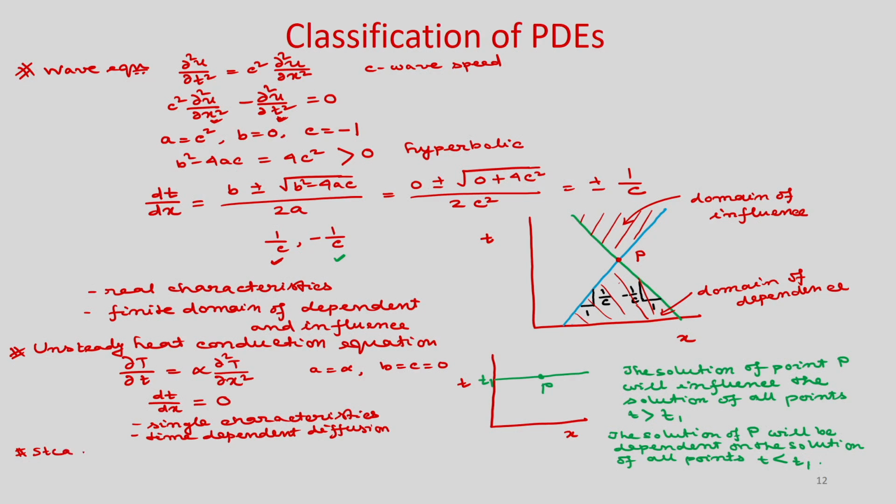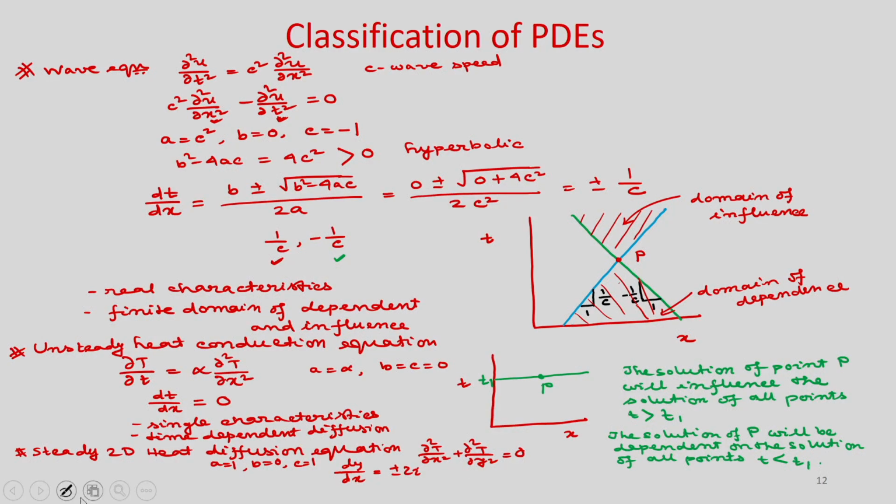del 2 T by del x square plus del 2 T by del y square is 0. So you will get A equal to 1, B equal to 0, C equal to 1, and the characteristic dy by dx is plus minus 2y. You can see these are imaginary characteristics, so obviously it is elliptic in nature.